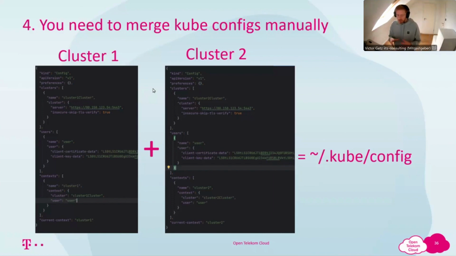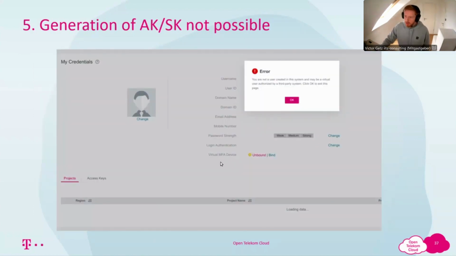So basically, you create different contexts for your Kubernetes so you can switch very easily. But before you're able to do that, you need to change the name, you need to change the user, and then you manually copy paste both configurations into one single kubeconfig file, which I also did to access the cluster. The fifth point is the generation of AK/SK keys is not possible.